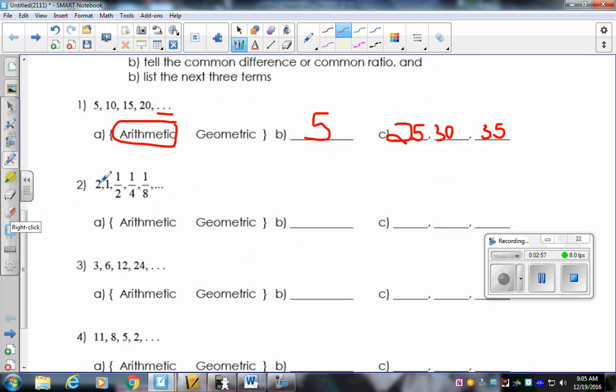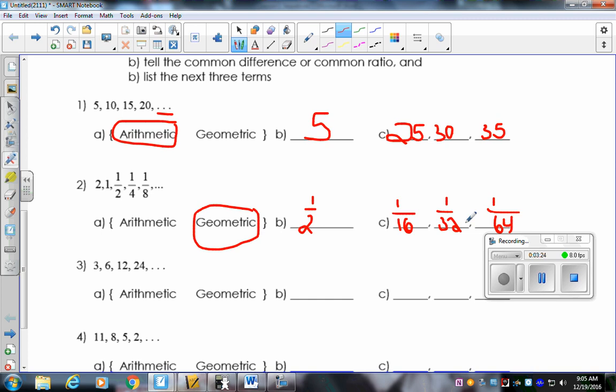Okay, my next one, 2, 1, 1/2. You can tell because I'm not adding. To go from 2 to 1, I'd have to add a -1, but if I added a -1 again, I would get to 0, not 1/2. So right there, that tells me, whoops, just kidding, that's not arithmetic. It's geometric, and I'm multiplying by 1/2. My next numbers would be 1/16 because I just multiplied by 1/2, then 1/32, 1/64, and we could keep going if we wanted to, but we don't need to.